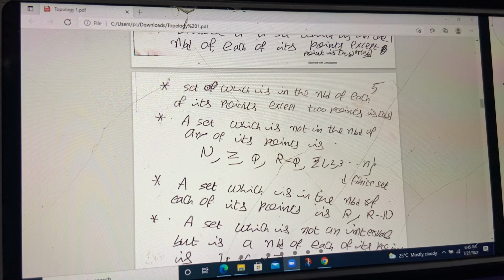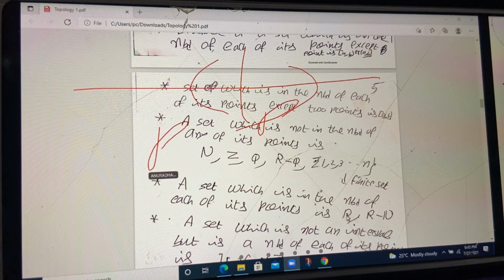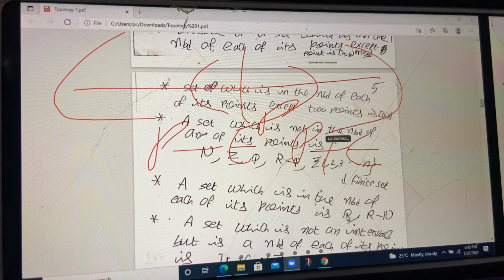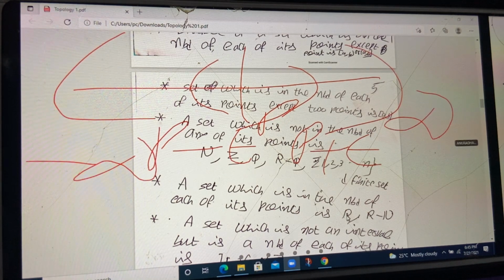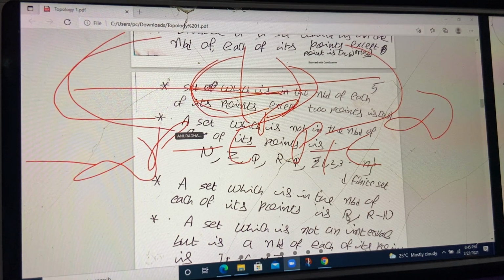A set which is a neighborhood of every point is R. You know that if you take R, any real number P, P minus epsilon to P plus epsilon is contained in R. What is R? Minus infinity to plus infinity. This interval around P is totally contained within it. Therefore, we say that every point P is an interior point.